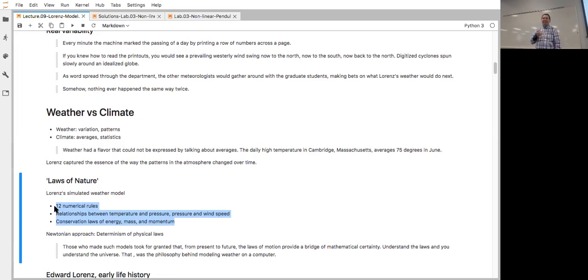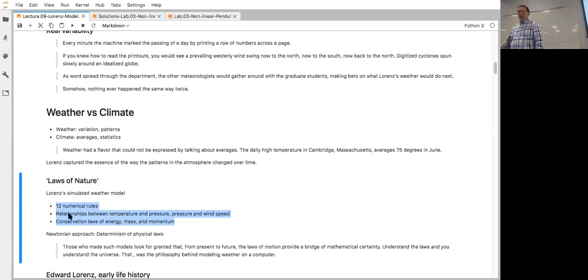So this was the idea and the thinking in the early 1960s. If we could just write down the right equations, we could solve numerical weather predictions. We could figure out what the weather was really going to be next week, next month, next year.